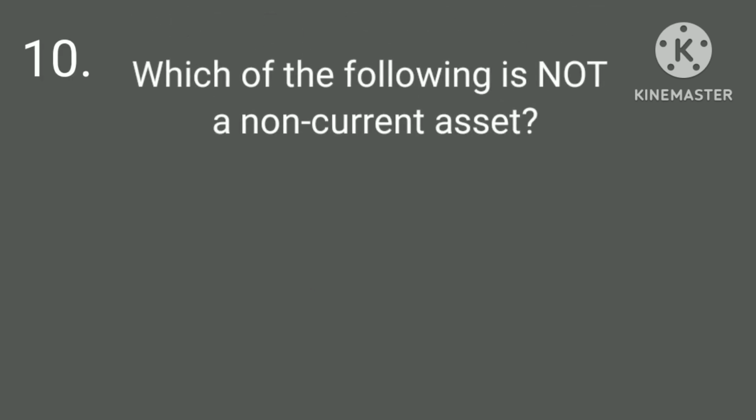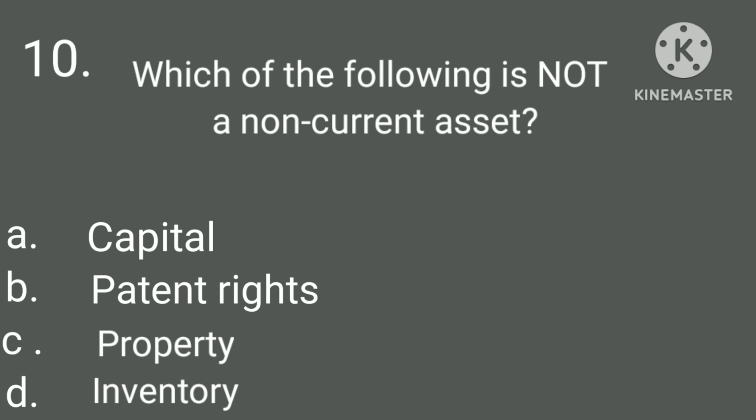Next question: which of the following is not a non-current asset? Option A capital, option B patent rights, option C property, and option D inventory. The correct answer is option D inventory.